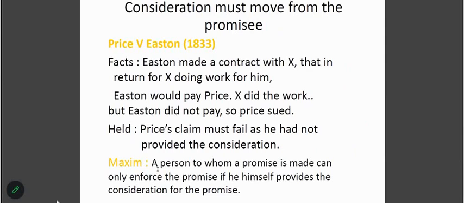The maxim is that a person to whom a promise is made can only enforce the promise if he himself has provided the consideration for that promise. That means this is unilateral consideration. He promised to the client, but at the end of the day, you never did the job, so you cannot claim. On the other hand, the owner can claim against him for the failure to perform the job.